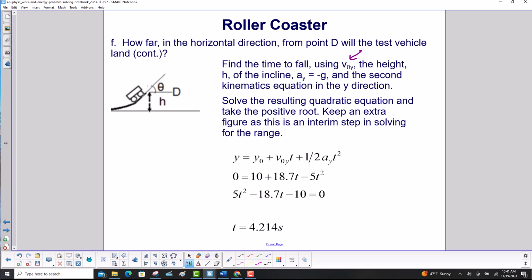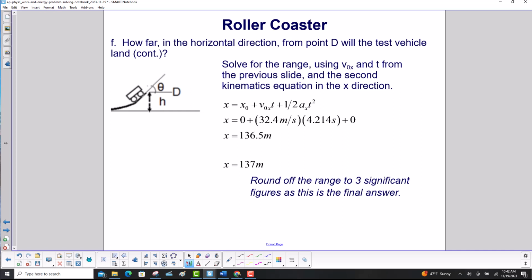Keep an extra figure, as this is an interim step in solving for the range, how far it goes. So here we go. Here's our height, here's our v0y, and here's the acceleration, well, half the acceleration, and we get t is equal to 4.214 seconds.